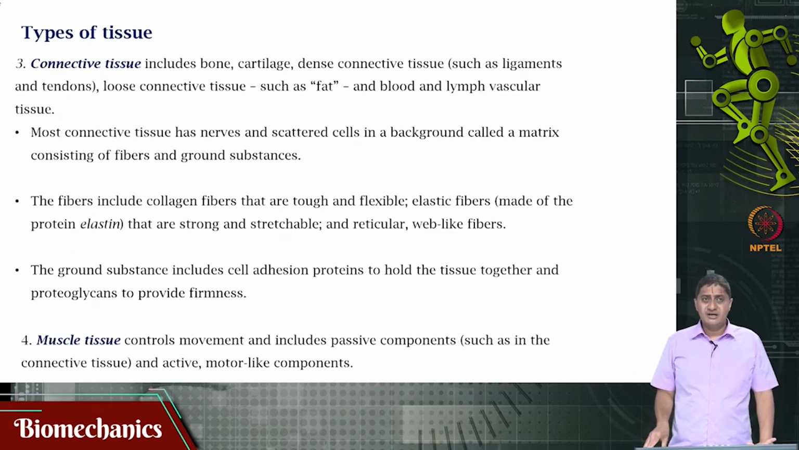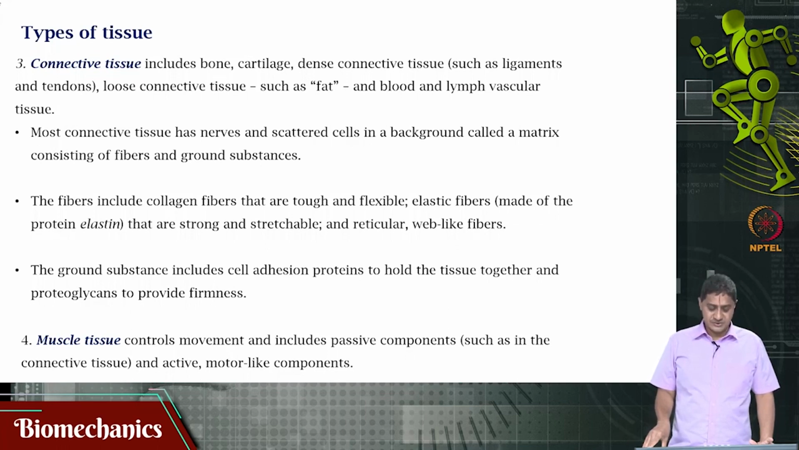Then you have connective tissue. This is very commonly found and this includes bones, cartilage and other dense connective tissue such as ligaments and tendons, and loose connective tissue such as fat. By the way, fat is a type of tissue, and blood and lymph vascular tissue.